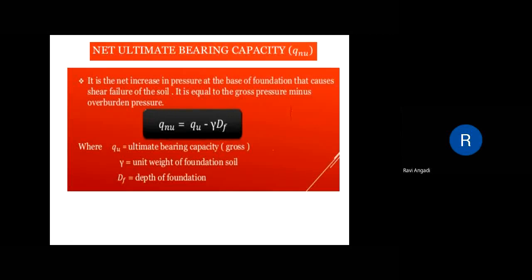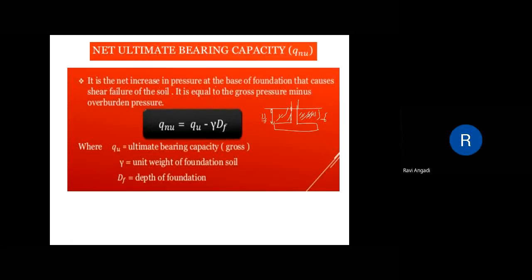Means whenever you are taking this is the foundation, this is the footing, so this is the ground level, and here will be the soil. Here the soil is filled, it has a specific weight of gamma, and the depth is Df. Okay, so you need to deduct this gamma into Df, what is it? Overburden pressure. This is overburden pressure, which is the soil filled here over the footing. That is to be deducted to get the net ultimate bearing capacity.